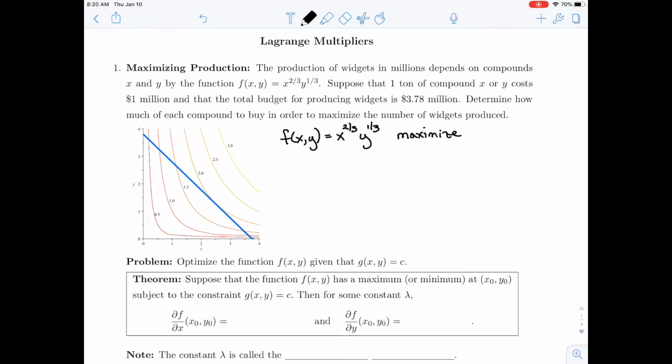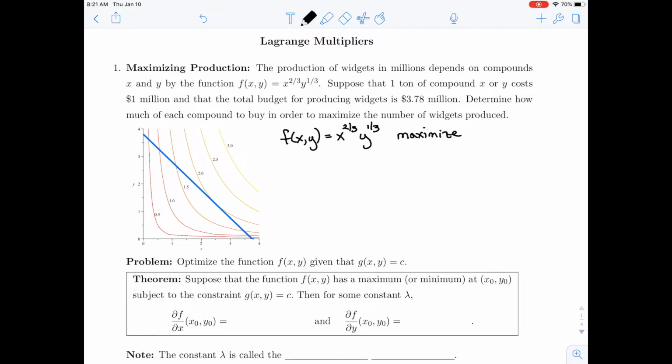But we're given additional information that 1 ton of compound X or Y costs $1 million, and that the total budget for producing widgets is $3.78 million. So we don't want to go over our budget of $3.78 million. We want to spend that entire budget.